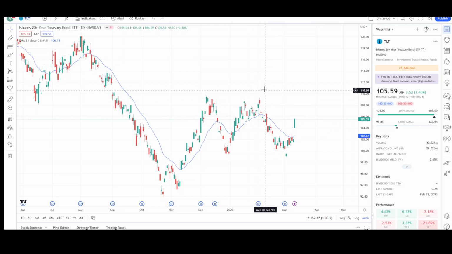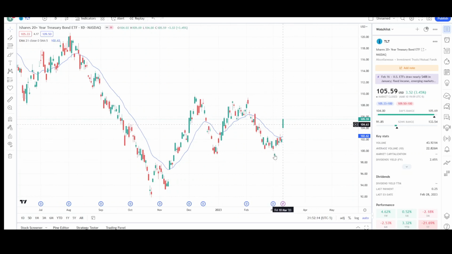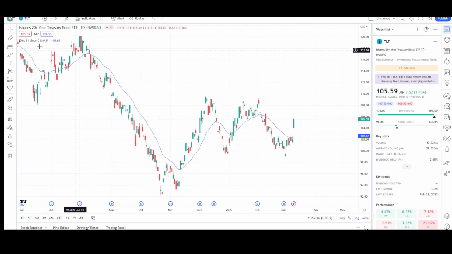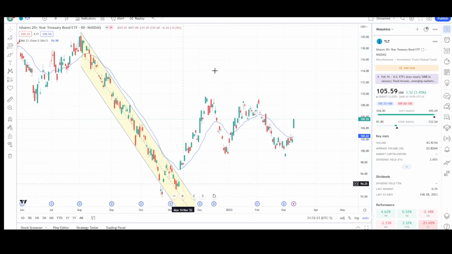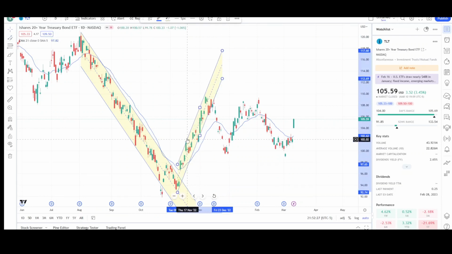So let's take a look at the daily chart for TLT, and I can see why we're seeing this pop up higher, and let's go over the reasons why. So we had this major downtrend in play before. So this was the downtrend, and then we had a big move higher, or an uptrend. So this is the uptrend.